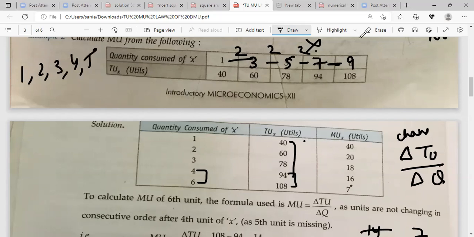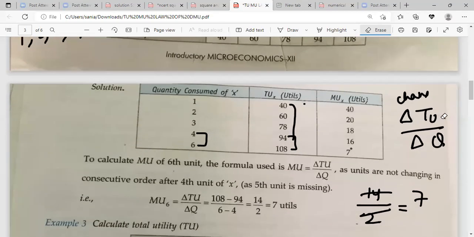So if you are not getting the terms which are one after one, then you are going to use this formula. As you can see, after 4 there should be 5, but here it is 6. So that's why you will use that formula: how much TU is changed from 94 to 110.